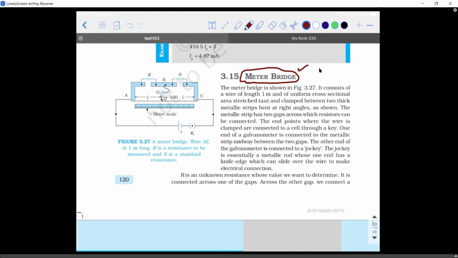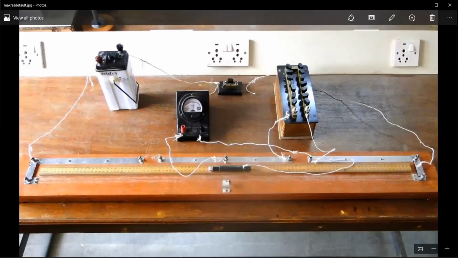Now listen. I'll show you a diagram. This is how a meter bridge looks. You're able to see a diagram. You have a metal strip like this, and you have a meter scale. Meter scale in the sense it's a 100 centimeter scale, and you have an L-shaped metallic strip, just a plain metallic strip, and another L-shaped metallic strip, right?